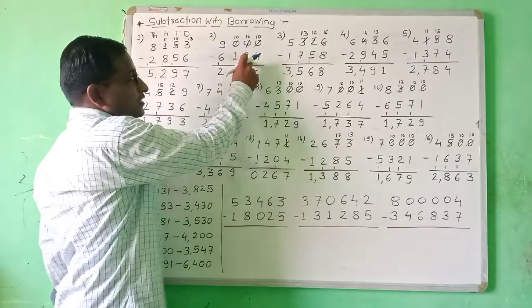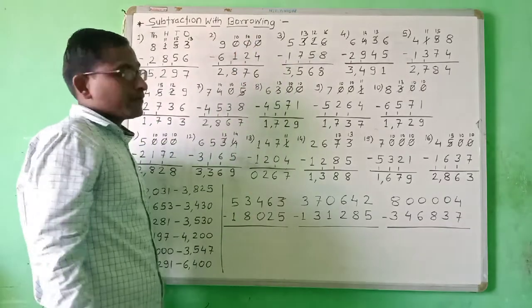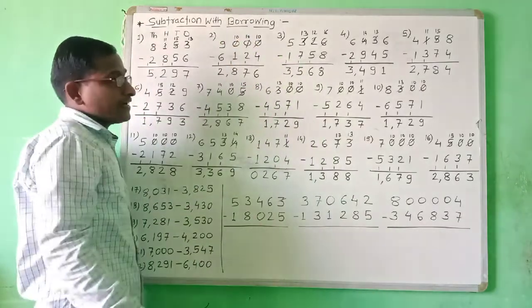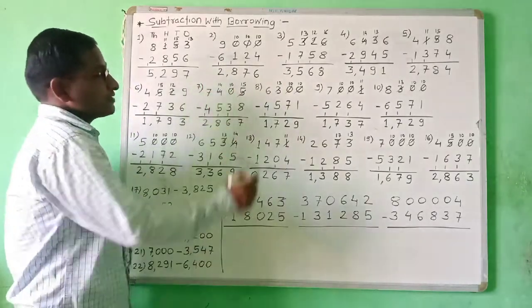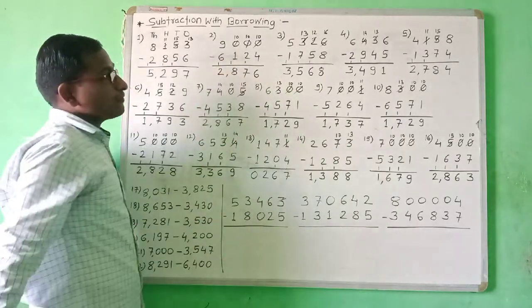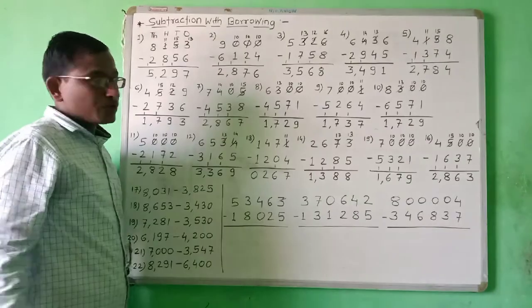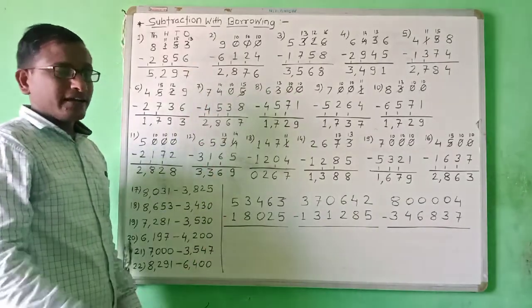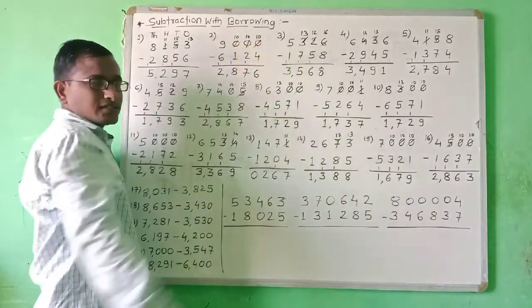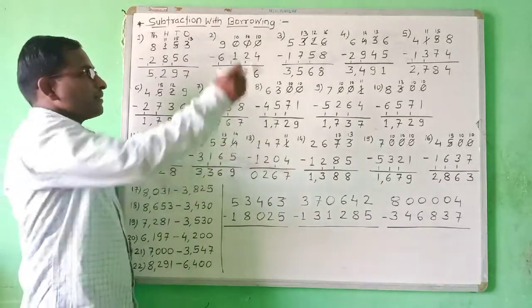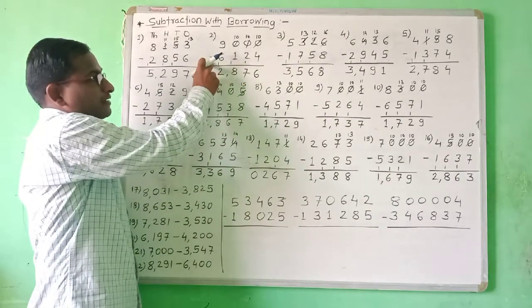1 plus 2, 3, again 0 minus 3, not possible. 0 is considered as 10. 10 minus 3, 7, again carry 1. 1 plus 1, 2, 0 minus 2, again not possible. So again 0 is considered as 10. 10 minus 2, 8, carry 1.